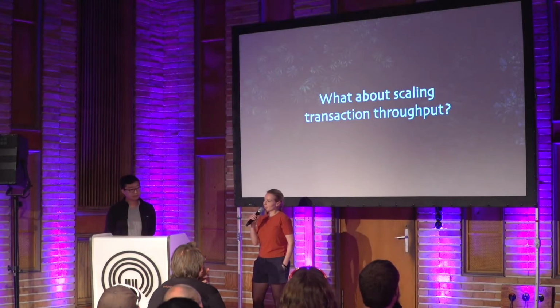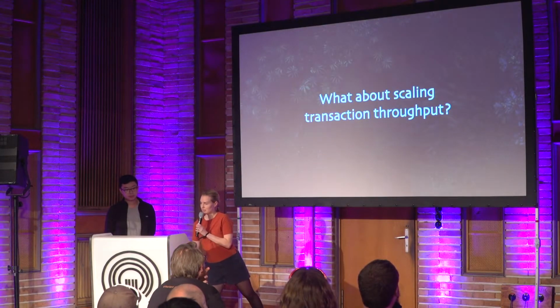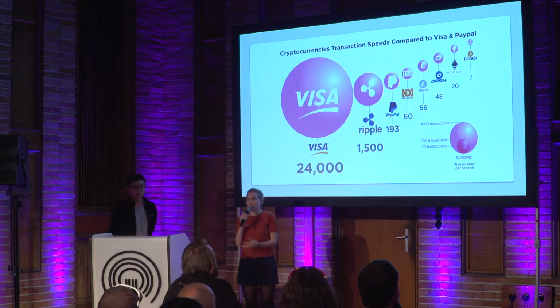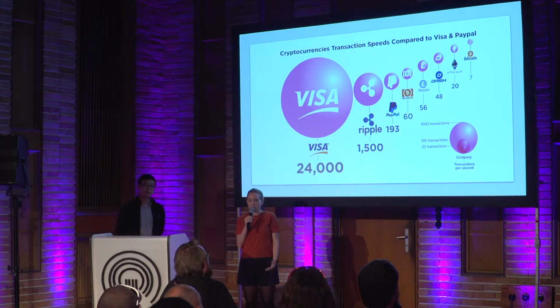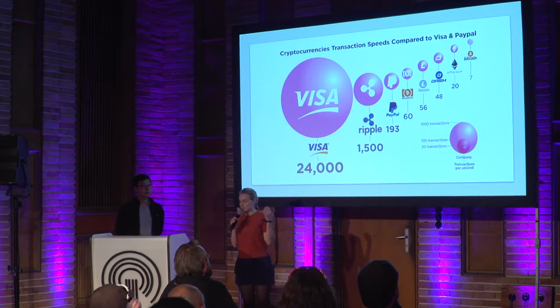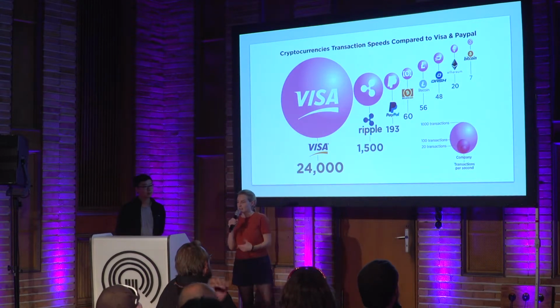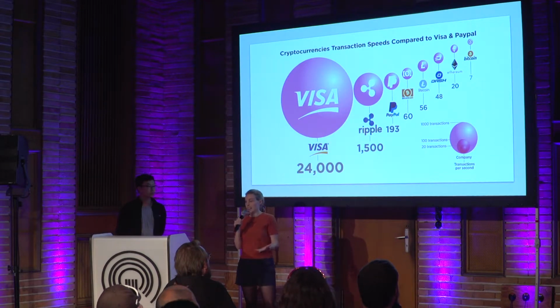But then what about scaling transaction throughput? This is a slide that I think is shown quite often. When you look at all the mainstream blockchains right now, they don't really compare with the centralized systems for transaction speed. They're completely dwarfed by this. Now, there's a lot of proposals on how to scale this. One of the most popular of the last few years is Plasma.